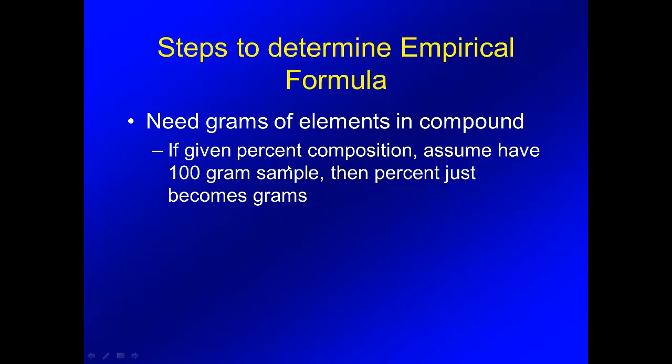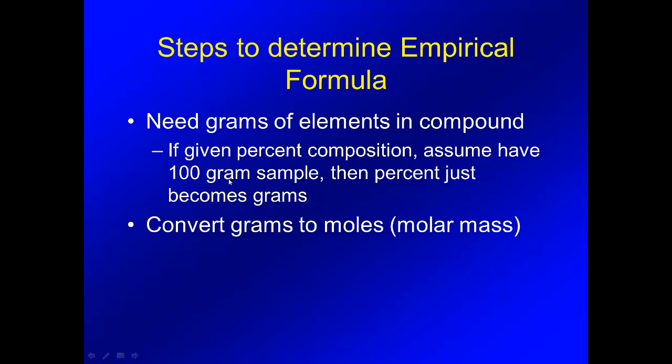If you want to make your math really difficult, you could assume you had a 1,000-gram sample and then convert it to grams, but I'm all for the easy. Second thing, grams are worthless. We cannot skip this step, because I have to compare the ratios, but the only way I can do that in chemistry is with moles. Moles are kind of like our common denominator. So we have to convert grams to moles. And remember, use the molar mass to do that.